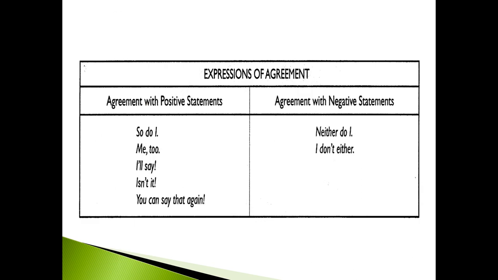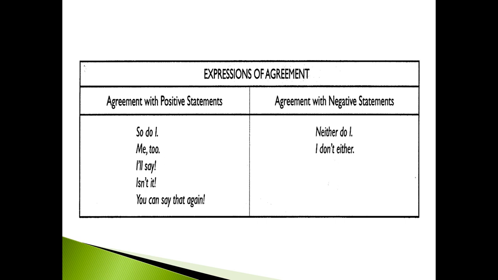Now we see the expression of agreement. We have agreement with positive statement and agreement with negative statement. Sekarang kita lihat di agreement with positive statement. Ada so do I, so am I, dan seperti itu juga ya. Kemudian me too. I'll say, isn't it? You can say that again. Nah, jadi ungkapan-ungkapan seperti ini menyatakan bahwa dia setuju dalam statement yang positif.